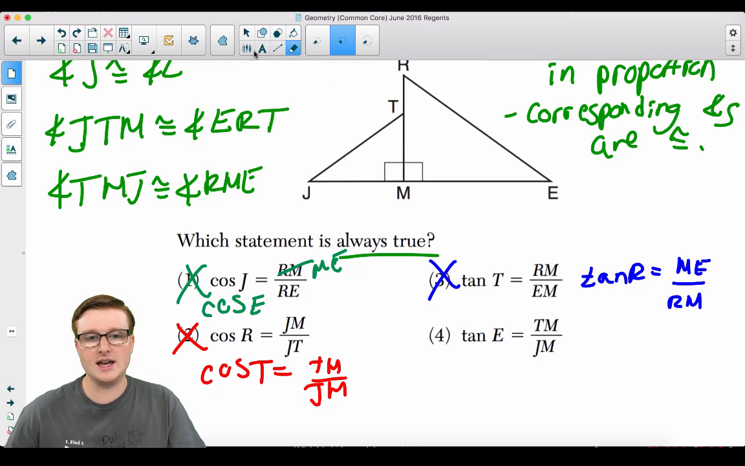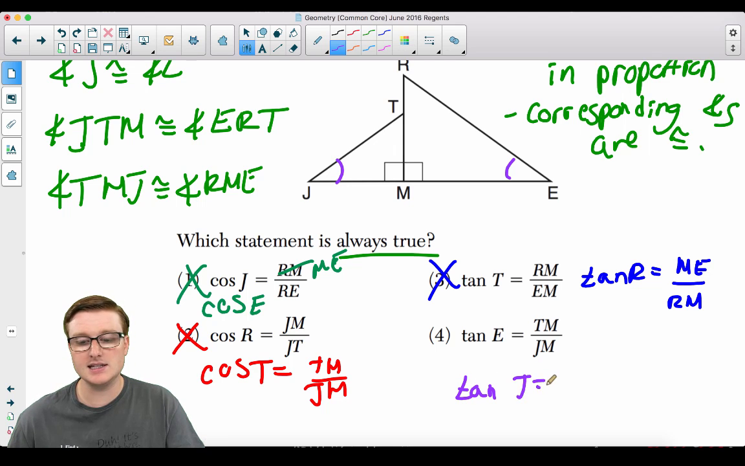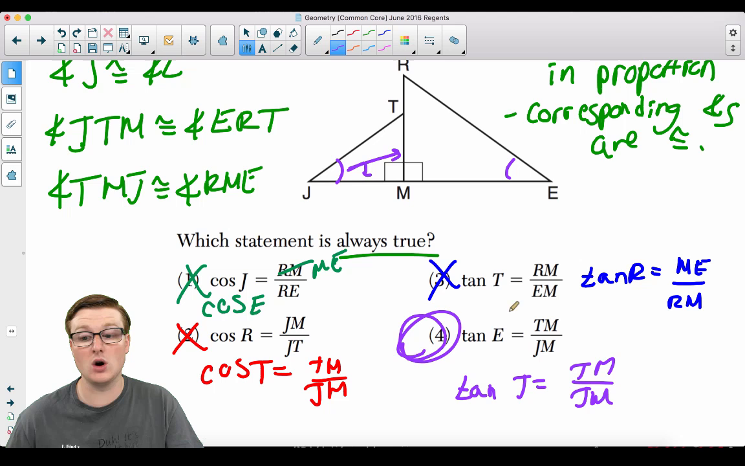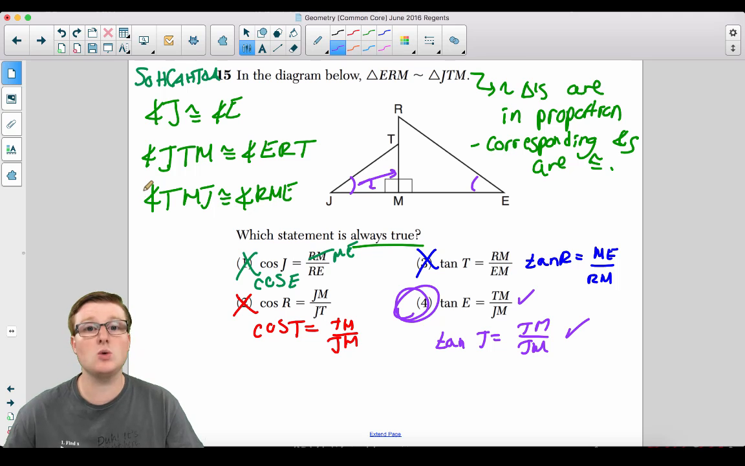So now let's take a look at choice 4. The tangent of E, which is the same thing as the tangent of J. The tangent of J is equal to the opposite, which is TM, over the adjacent, which is JM. And what do you know? Choice 4 is correct because these two ratios match. That was definitely a more tricky question. So that's why it is going to be choice 4 because of the similar triangle theorems that you need to apply to get this question right.